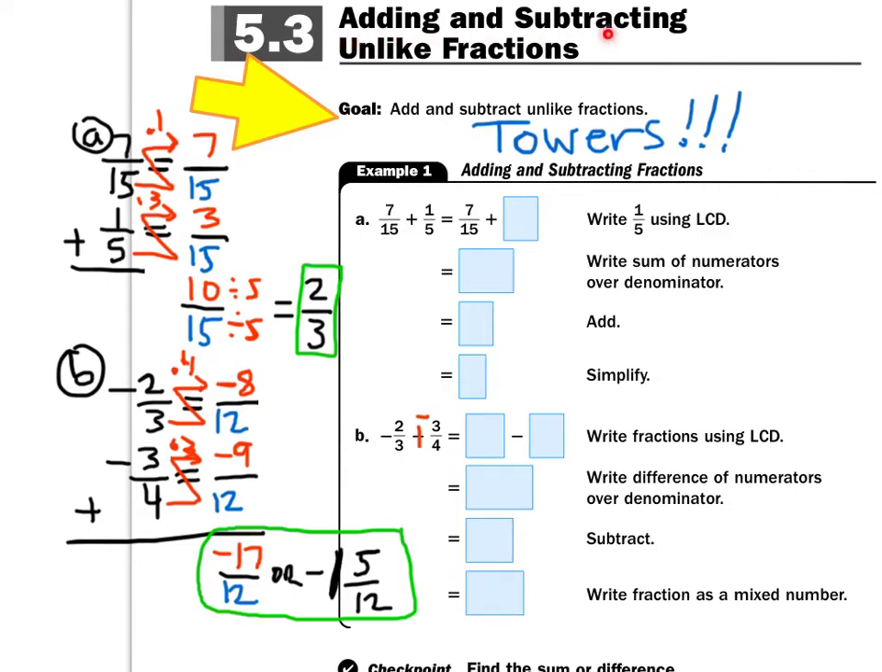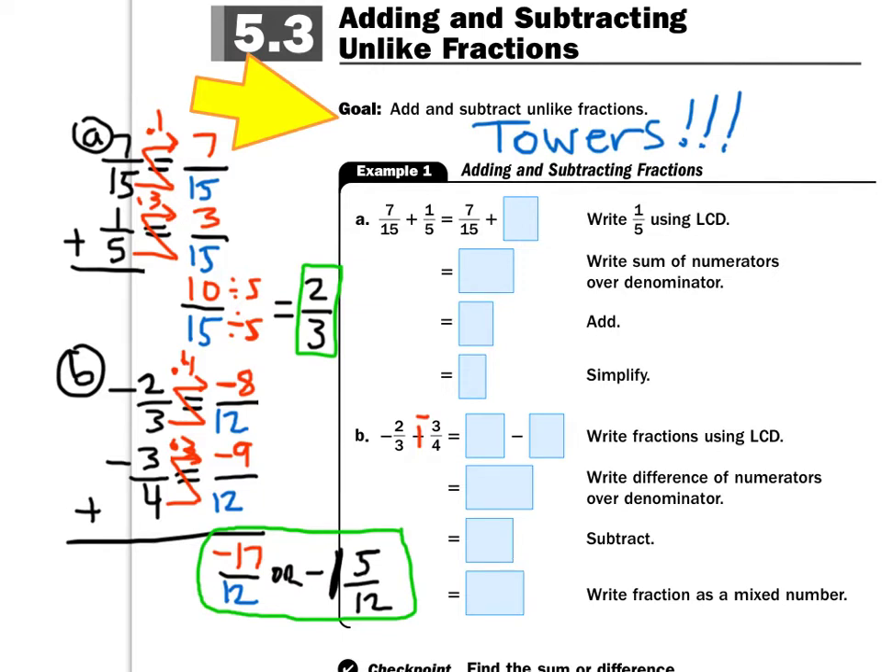Hello, you guys. Let's talk about adding and subtracting unlike fractions. That means the denominators are going to be different, okay? And I want you to notice that we skipped 5.2 because they had the same denominator. We'll just do a couple of those in class together.